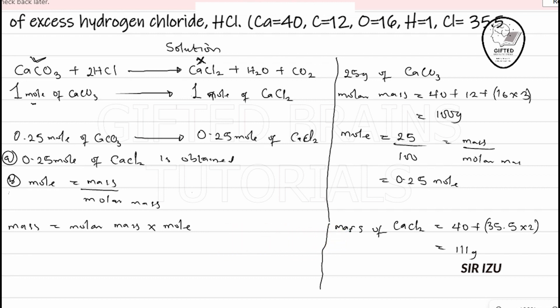So I just need to use that here. 111 multiplied by 0.25, which is the mole obtained for calcium chloride. So at the end of the day, I will have 27.75 gram. So that's all about this question. A very easy one. Let's consider example 2.